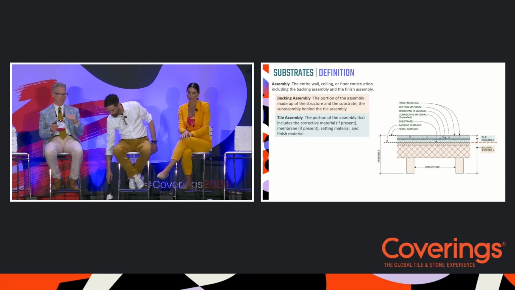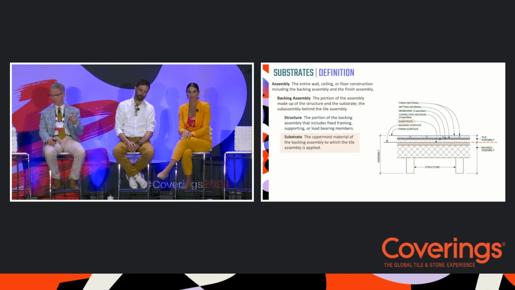So the backing assembly is made up of the structure and the substrate, and then the tile assembly is typically what the tile contractor or the tile installers will come in and put their material over the substrate. So this term substrate is very, very important, and it's often debated, and I don't remember a time that we didn't talk about substrates on a job, at an ANSI meeting, at a tile council meeting. It is highly contested. What's a good substrate? How come this other trade gave us a substrate that wasn't suitable for our tile?